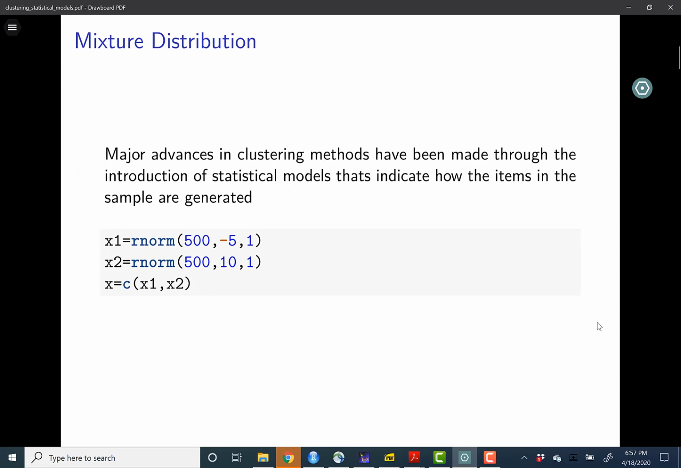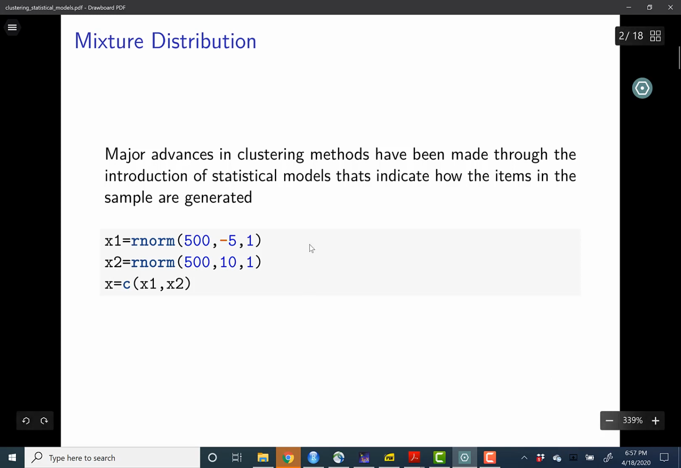A lot of advancements in clustering methods have been achieved by using this approach of statistical modeling. We're first going to do a little bit of exploration into how data that is generated from different distributions looks like. This will just give you a feel for this whole idea.